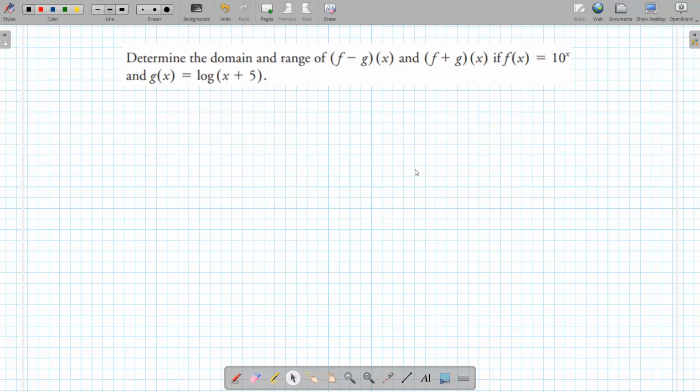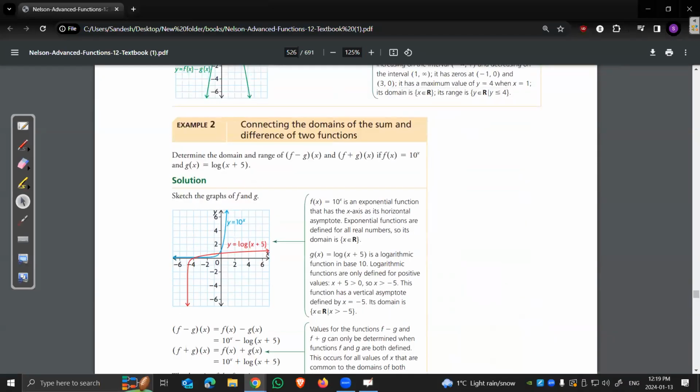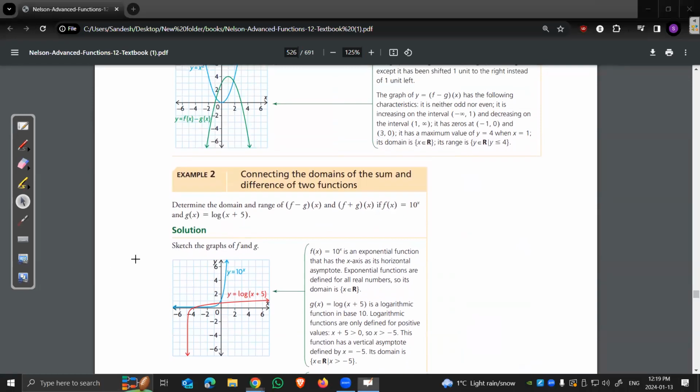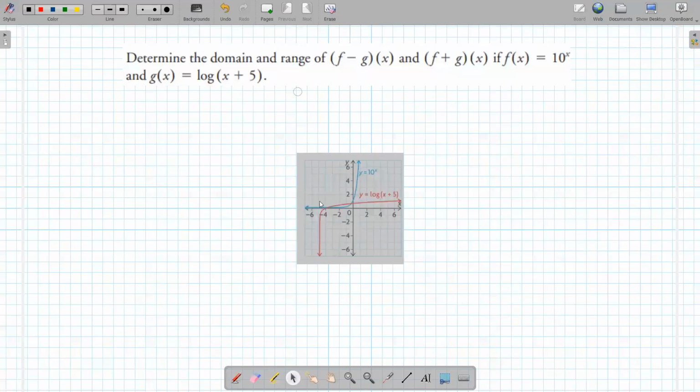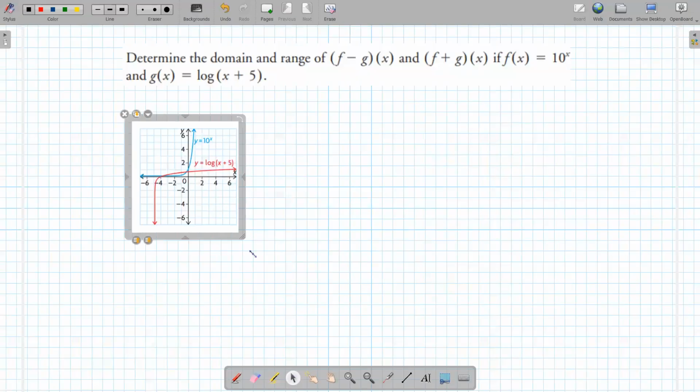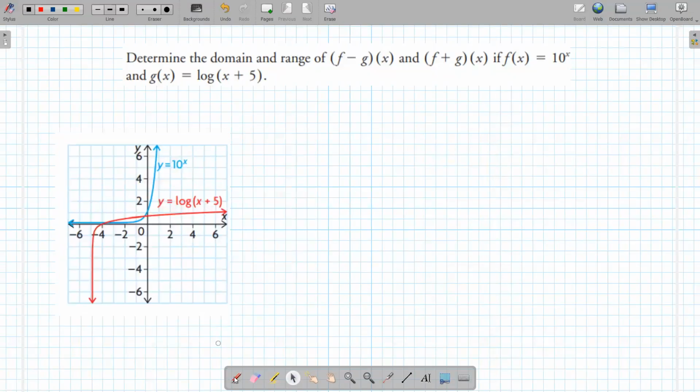Okay, this one is slightly trickier. Have they given us a curve? All right, they've given us a curve. So let's use this. From these curves, okay, what's the domain of the blue function, 10 to the power of x? Domain means the possible x values it can take.